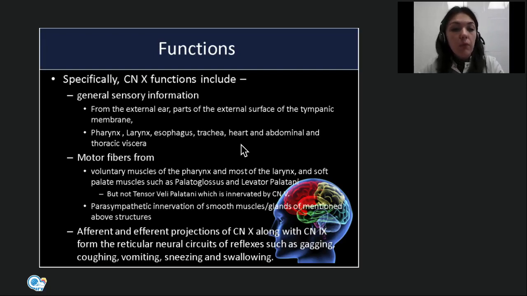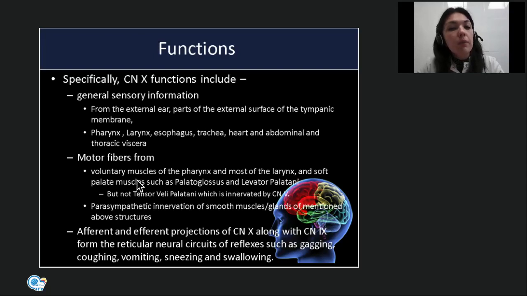Motor fibers from voluntary muscles of the pharynx and most of the larynx, and soft palate muscles such as palatoglossus and levator palatini muscle. Tensor veli palatini, you remember, it is supplied by the trigeminal nerve. Yes, it's written, by the way, here.